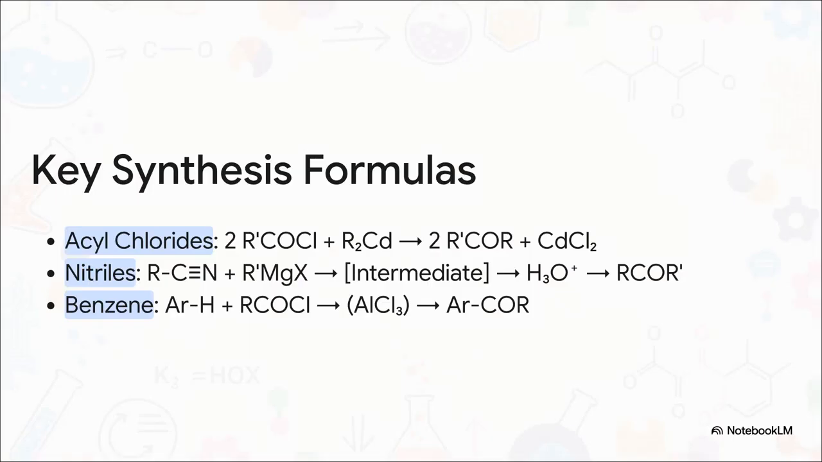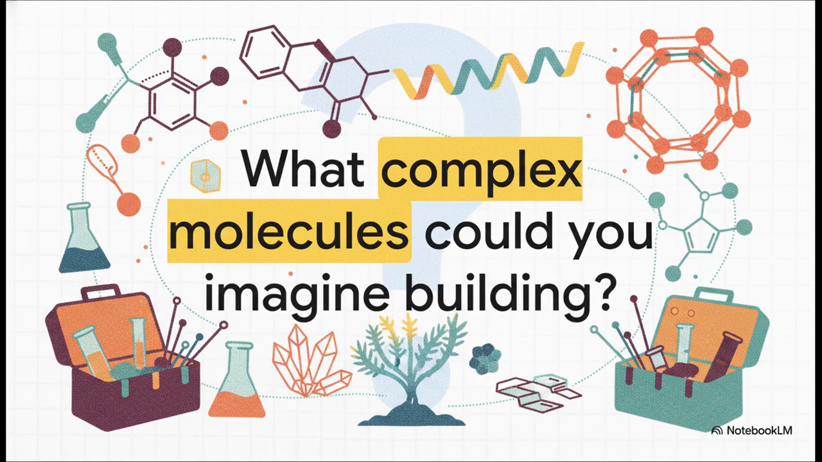So, before we go, let's just do a quick recap of the big takeaways. These are the core formulas. For acyl chlorides, you tame a Grignard with cadmium. For nitriles, it's that 2-step process: Grignard attack, then hydrolysis. And for benzene, it's the classic Friedel-Crafts reaction with a Lewis acid. Think of these as the 3 fundamental recipes in our ketone cookbook. And that's a wrap. We've just stocked our chemical toolbox with some really powerful, really precise methods for making ketones.